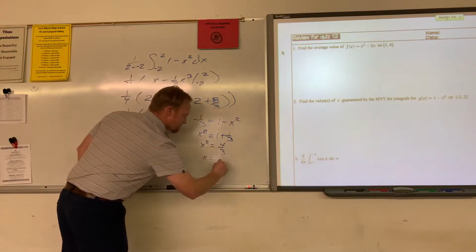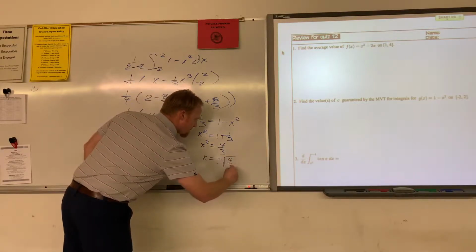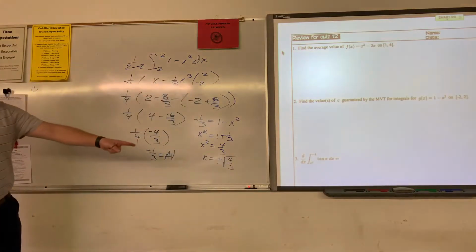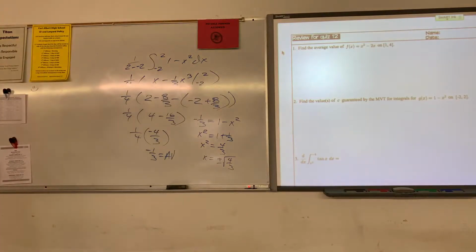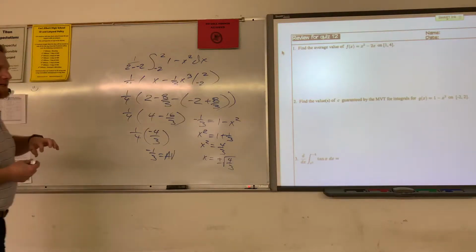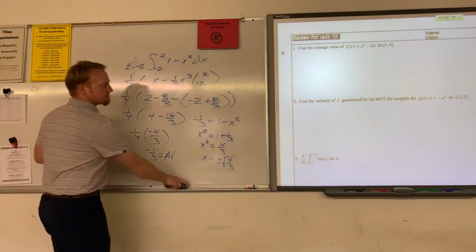Take the square root. And make sure both of those are in my interval. My interval is -2 to 2. That fits in my interval. So those are the x values, or the c values, guaranteed by the MVT for integrals. Next one.